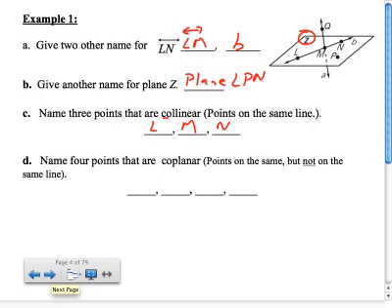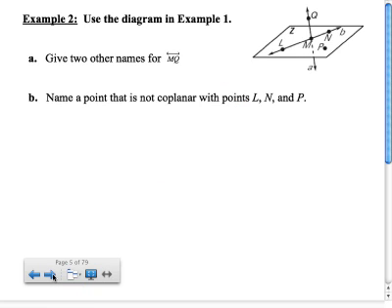Part D says name 4 points that are coplanar, i.e. they are on the same plane. Okay, there should be plane in here. I missed that word. Okay, points on the same plane. So there's exactly 4 points in the plane. There's L, M, N, and P. Okay. Notice it says not on the same line. As long as there's one of them not on the line, that is sufficient. Okay. If they were all on the same line, then you would be in a tough spot.